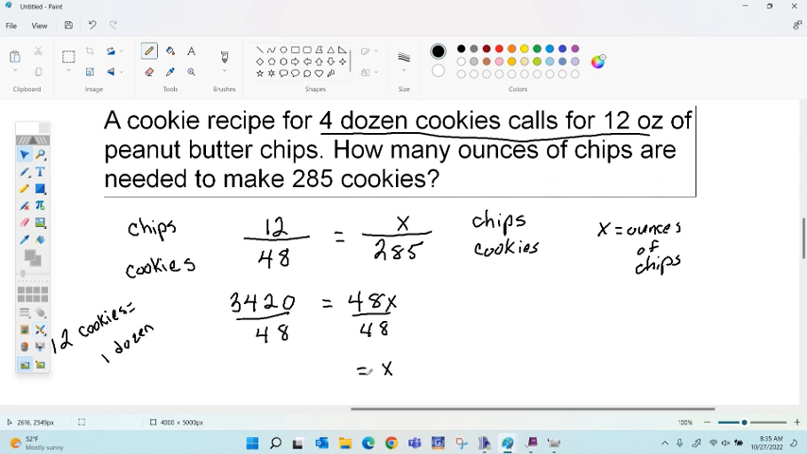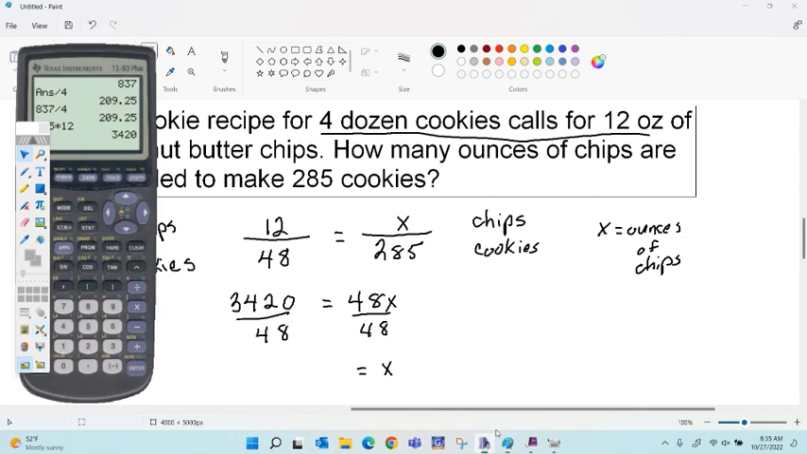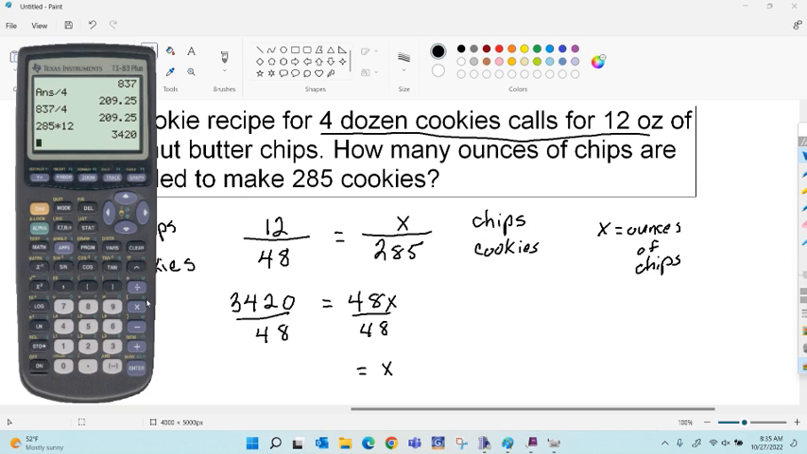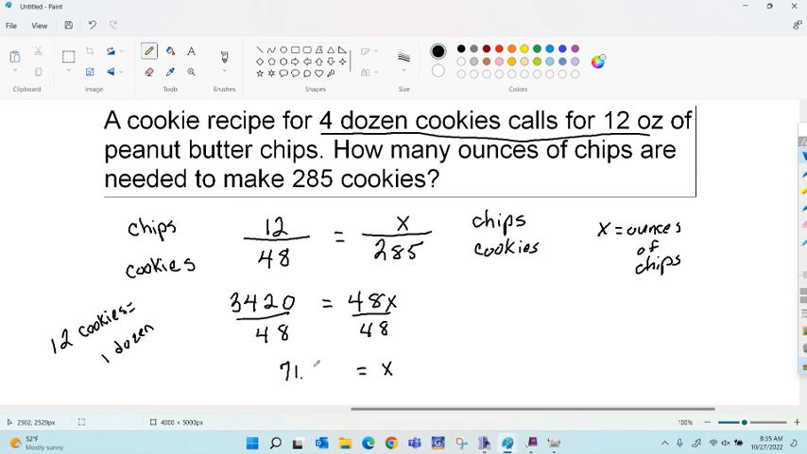So this answer is going to come out probably not perfectly. I'm going to take the answer and divide that by 48. So 71.25. Okay, now here's the thing. You're probably not going to measure it down to the nearest quarter ounce. You probably wouldn't even measure, you'd probably go by bags, like how many bags of chips.